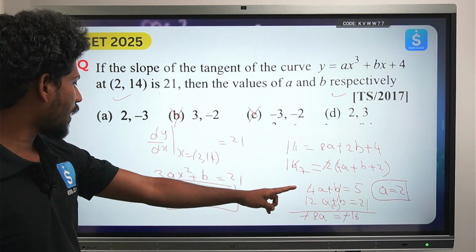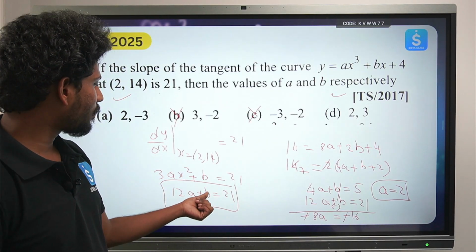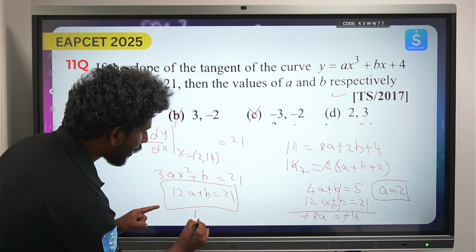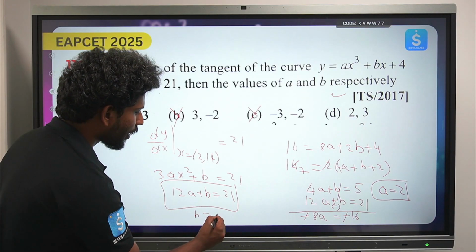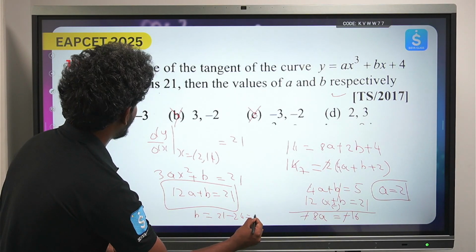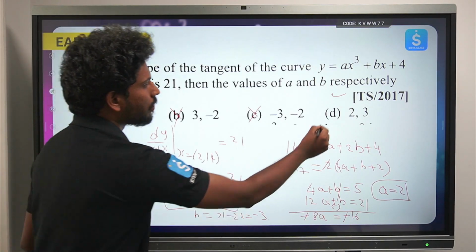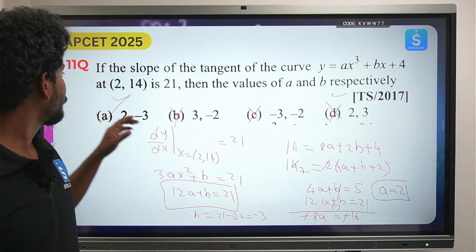Now we have 12a plus b. From here you can find the value of b, that is 21 minus 24, which is equal to minus 3. So the answer is option A, which is not option D. So this is the problem.